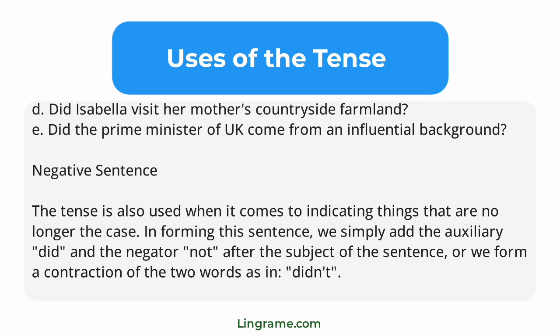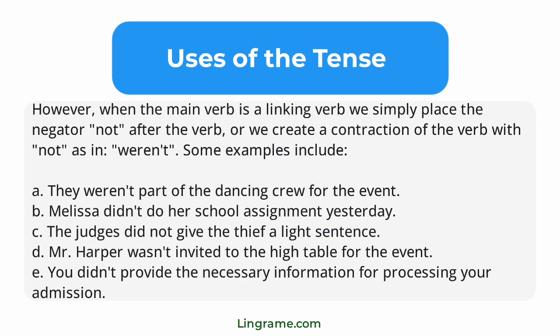In forming this sentence, we simply add the auxiliary, did, and the negator, not, after the subject of the sentence, or we form a contraction of the two words as in, didn't. However, when the main verb is a linking verb, we simply place the negator, not, after the verb, or we create a contraction of the verb with, not, as in, weren't.